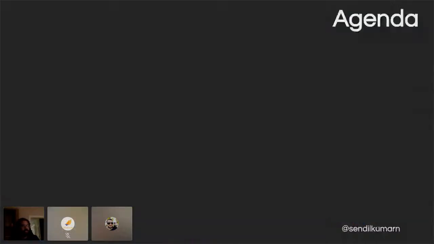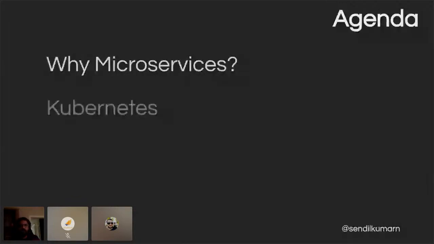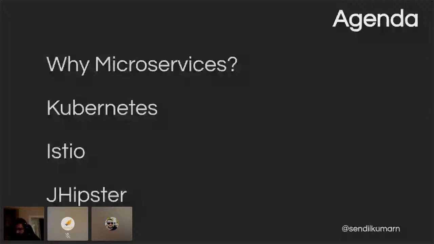So what we are going to see today, basically: why microservices, the basic question, why do you need it? I'll quickly run through the things you have to consider when you're doing microservices, then what Kubernetes is and how it helps in the microservice architecture that we're going to take, and what Istio is, and finally, what JHipster is and how it helps. So let's start with microservices.